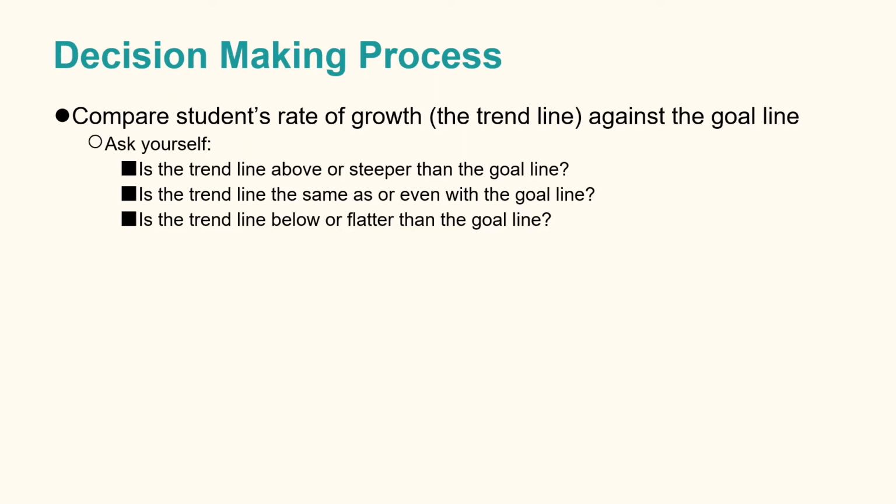When reviewing graph data, decisions are made by comparing the trend line to the goal line. The relationship between the two will inform your next steps. You'll look and see if the trend line is steeper than the goal line. If it is, then the student will surpass the goal. If the trend line is the same or even with the goal line, the student is on track to meet their goal. If the trend line is below or flatter than the goal line, the student is not on track to meet their goal and a change is likely needed.